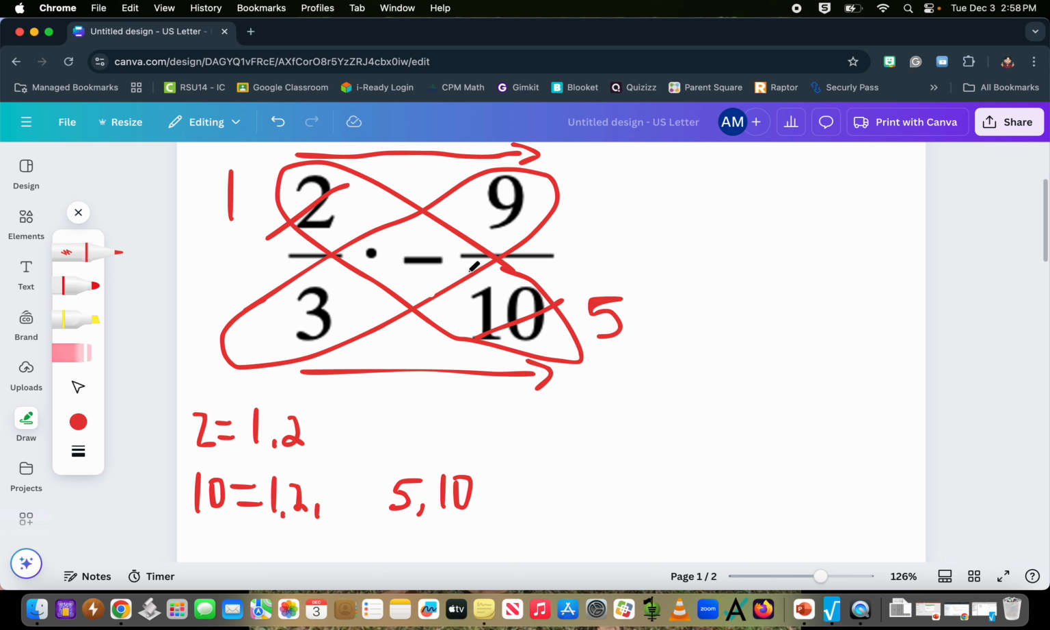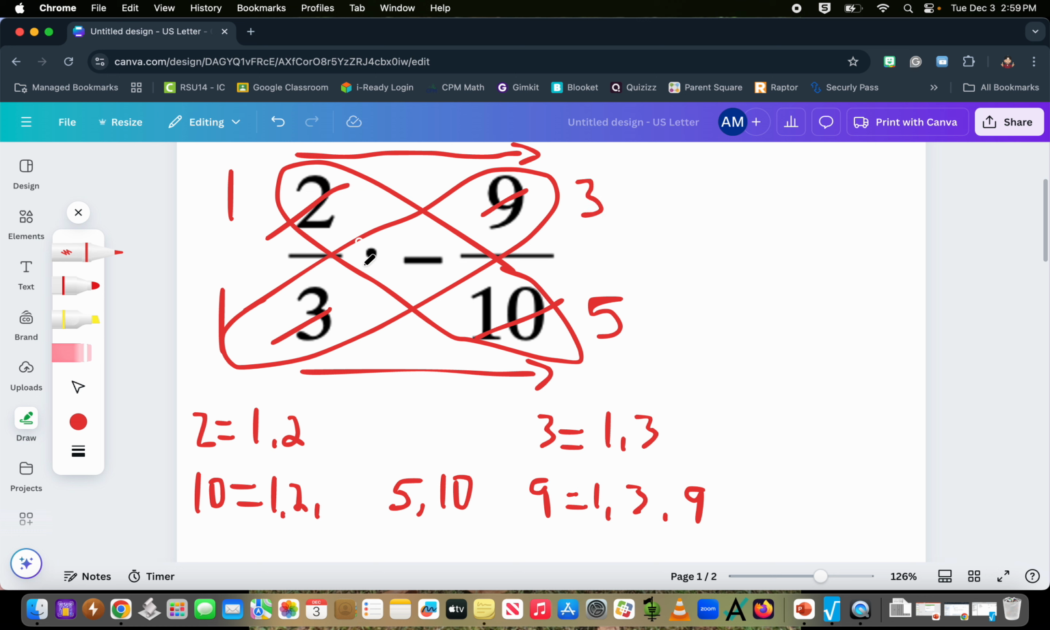We're going to do the same thing with the other diagonal. So 3 and 9. The factors of 3 are 1 times 3, and the factors of 9 are 1 times 9 and 3 times 3. So the largest one that these two share is going to be 3. So we go back up top and say, all right, I can divide each of these by 3. So 3 divided by 3 is going to give me 1. 9 divided by 3 is going to give me 3.